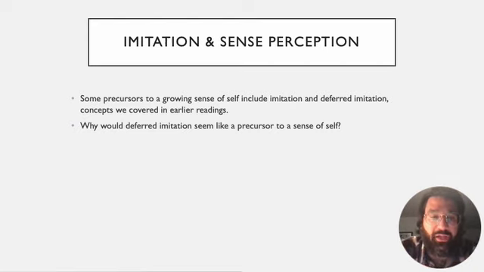Here's a question I want you to think about based on the reading: why would deferred imitation seem like a precursor to a sense of self? As a reminder, deferred imitation is the idea that a baby will learn a behavior or action, like sticking out their tongue or waving their hand, from somebody they're observing, and then hours or days later, they'll repeat that gesture without seeing it first, right? That does seem to suggest an emerging agency. They're choosing to repeat this behavior on their own without having seen someone else do it first. So they're starting to do things of their own volition.